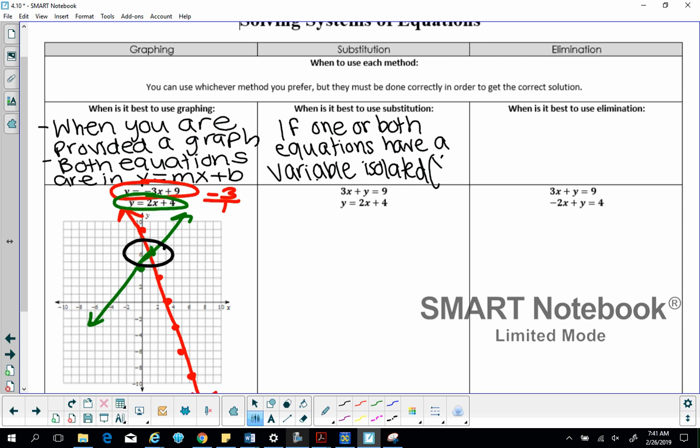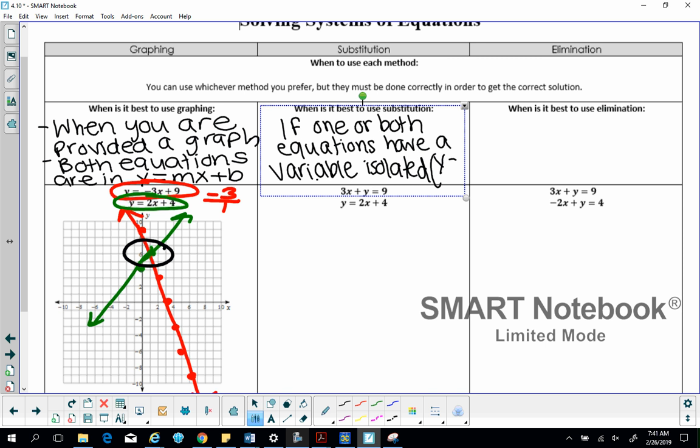So that just means like if it's y equals or if it's x equals. So it's best to use substitution if it's going to be easy to be able to substitute. So when I look at my example, this is the second lesson we learned.